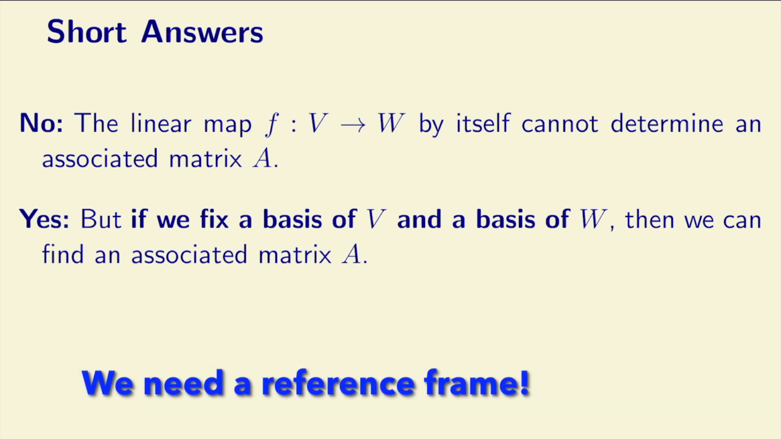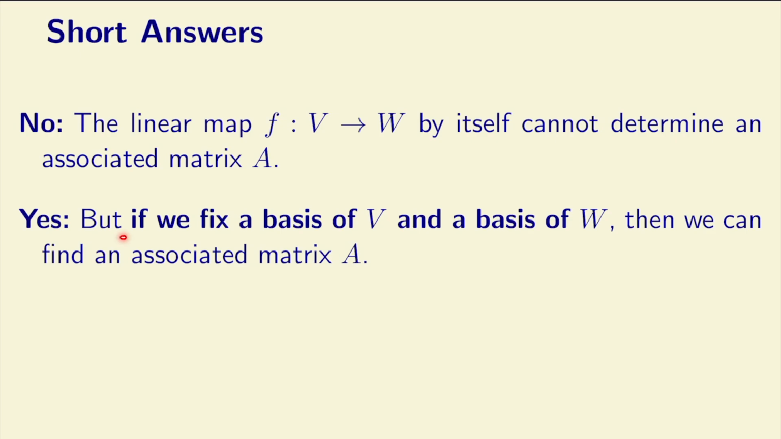That's where the yes answer comes in. If we fix a basis of V and a basis of W, then we can find an associated matrix A. So we need to set up a coordinate system first. Okay, that makes sense. Like, without a basis, we don't know how to represent the vectors, so how could we represent the transformation? That's what a basis does, right? It gives us a way to write everything down?